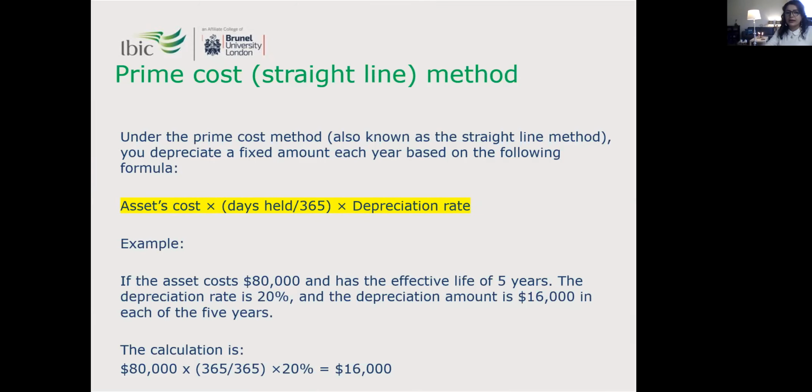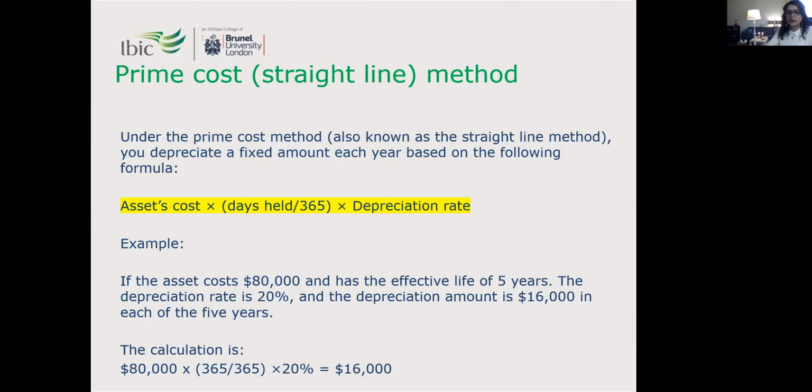As we said about the formula, I have one example for you here. Let's look at the example where we want to calculate the depreciation by using the first methodology, the prime cost method or straight line. And here is the formula that you can use. If the asset costs $80,000 and has an effective life of 5 years, the depreciation rate is 20%, and the depreciation amount is $16,000 in each of the 5 years.